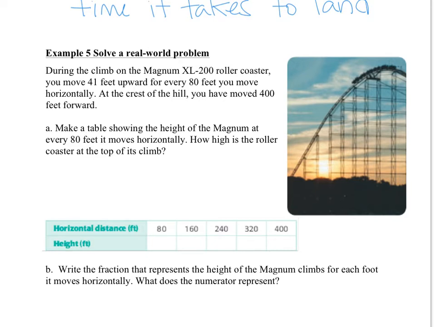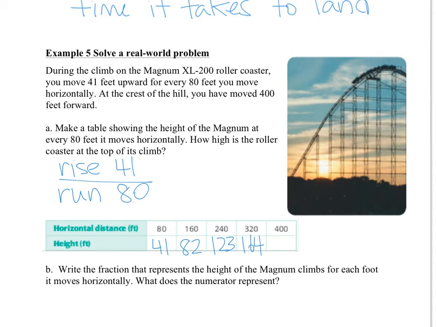So it rises 41 for a run of every 80. So at 80, it's 41. And 160, it would be twice that, which would be 82. At 240, it would be another 41 added onto that. And then another 41 added onto that. And then another 41 added onto that.